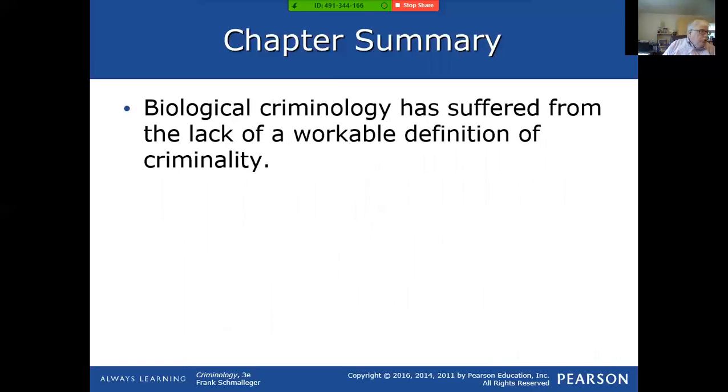Unfortunately, biological criminology has suffered from having a lack of a workable definition of criminality. So they need to work on that, obviously, to move forward.